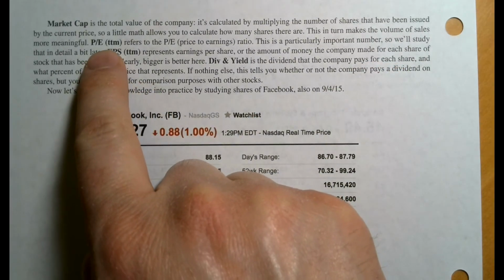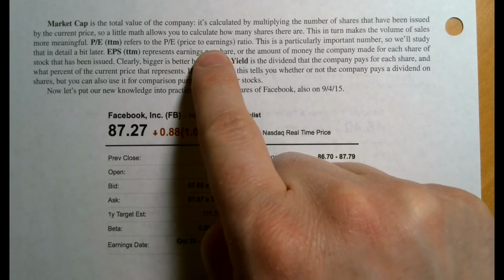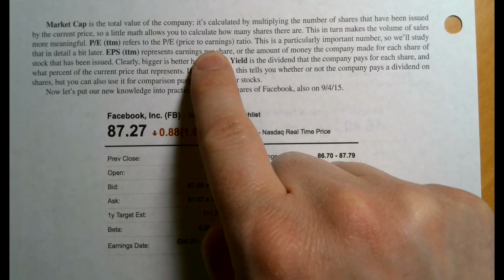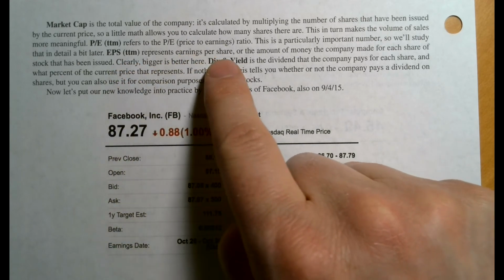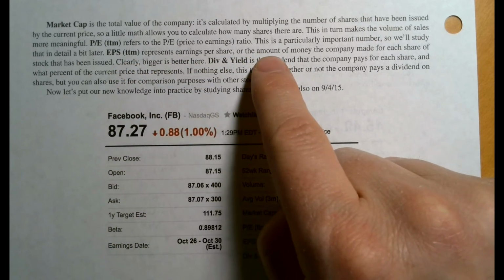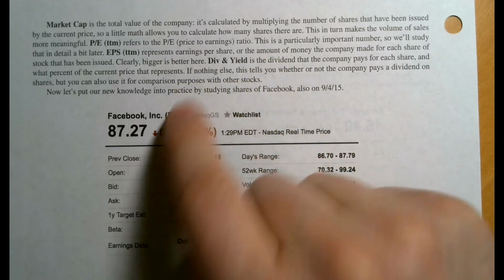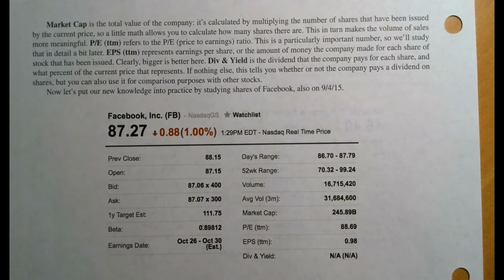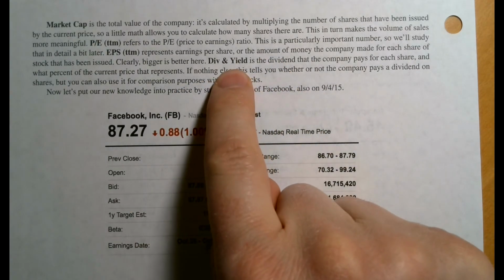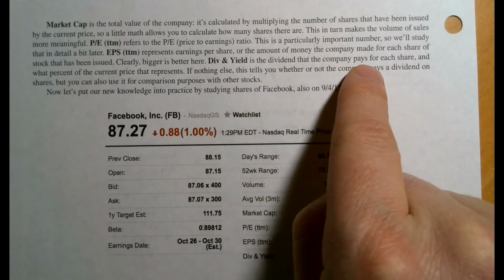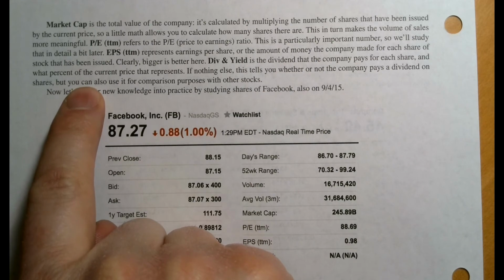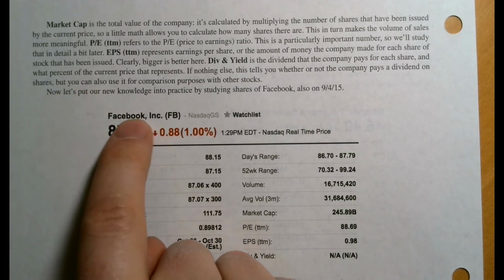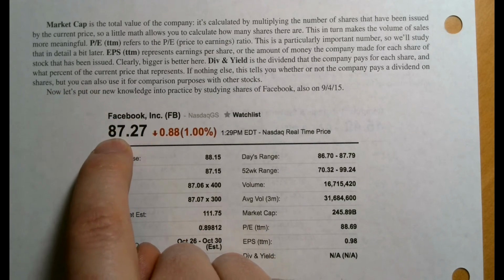The PE ratio, it's the price to earnings ratio, and we're going to do some calculations with that a little later. And the EPS, it's the earnings per share, meaning the amount of money the company made for each share of stock that has been issued. And then I already mentioned this, the dividend yield is the dividend that the company pays for each share and what percent of the current price that represents. Now remember, this price is very dynamic. It can change by the second.